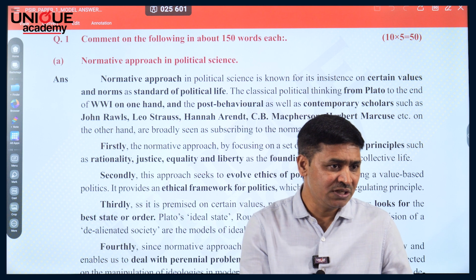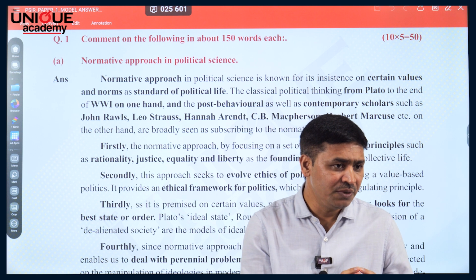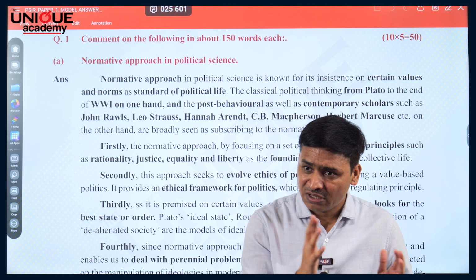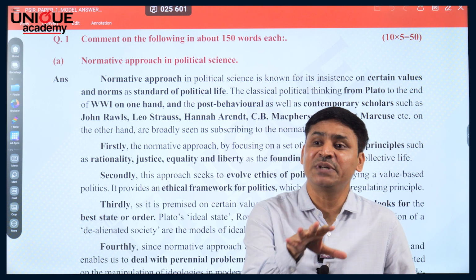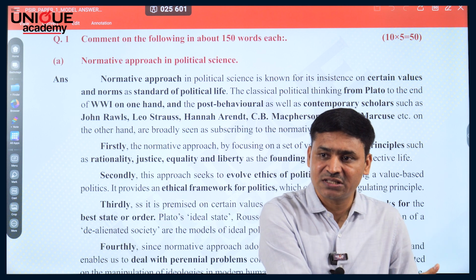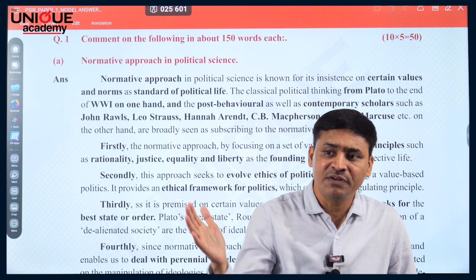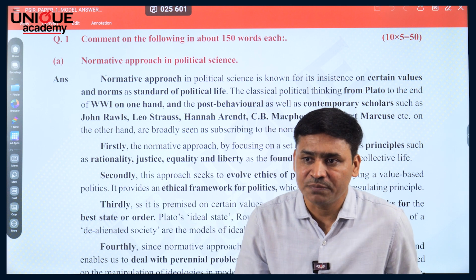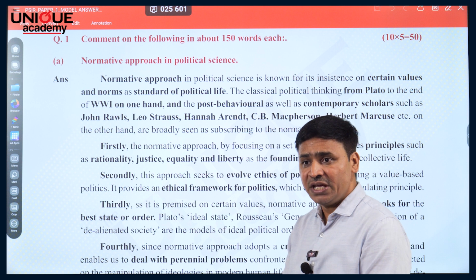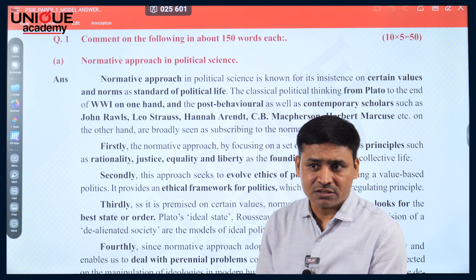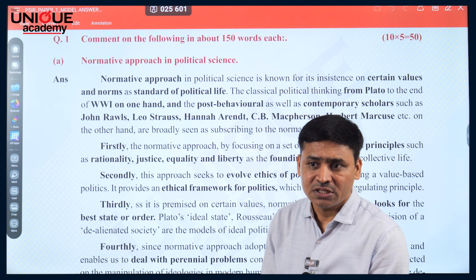So, simply speaking, comment should not be limited only to explanation. Explanation should form 50% part of your answer, and the remaining 50% must be dedicated as far as comment on that given topic is concerned, which must include the rationale, the logic, the limiting side, the critical side, and even the aspect of relevance or significance.